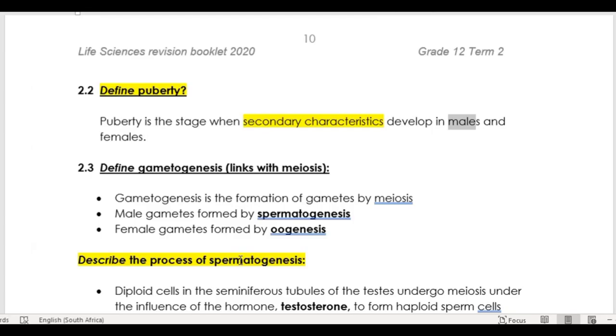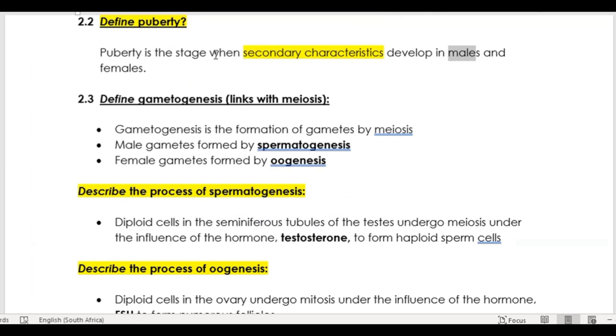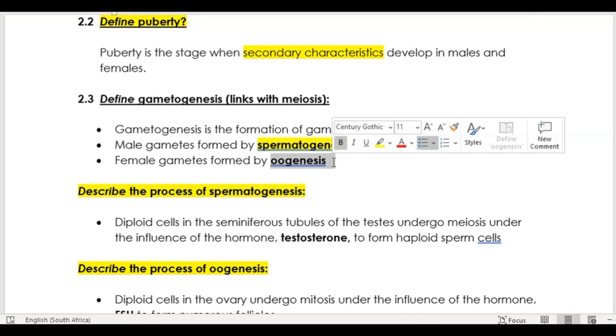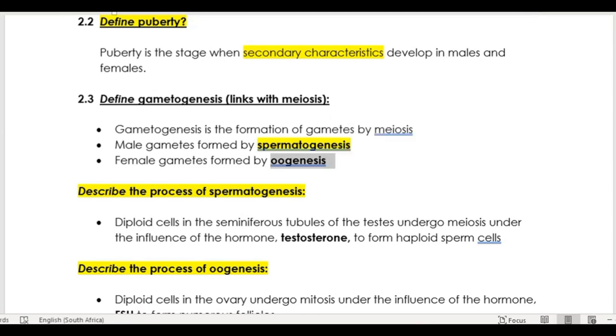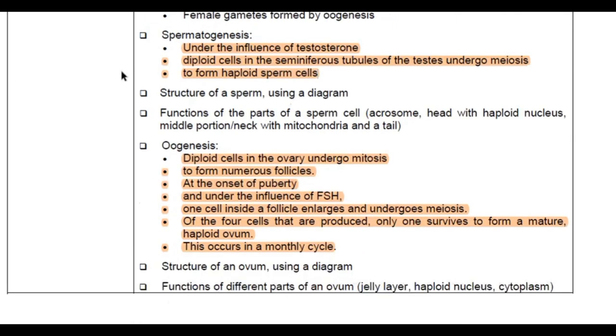In this handout, as I said, you have to explain what puberty is. And then we know that puberty will drive the development of sperm cells, and we call that spermatogenesis. It will also drive the development of ova or egg cells, and we call that oogenesis. You need to know those two definitions. Spermatogenesis and oogenesis are extremely important. Besides that, you have to tell us what spermatogenesis and oogenesis are. If I just quickly go to the guideline, it clearly states there what it is.